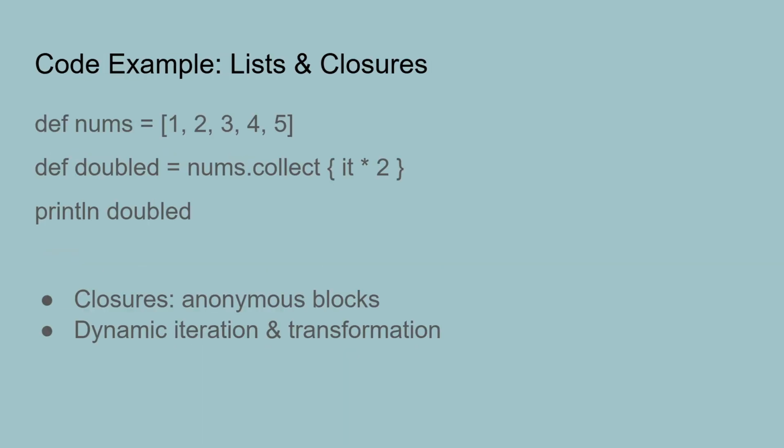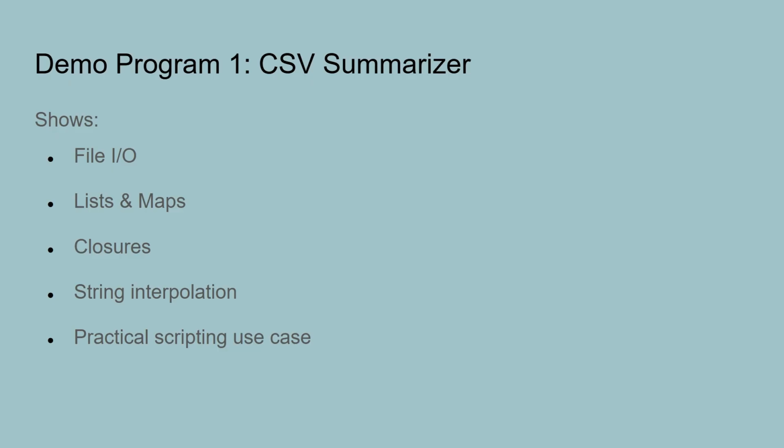Here's an example that shows lists and closures. The collect method transforms a list by applying a closure to each element, here doubling it. Closures are one of Groovy's most powerful features because they allow concise iteration and transformation without the overhead of Java's verbose syntax. This makes Groovy excellent for scripting and data processing tasks.